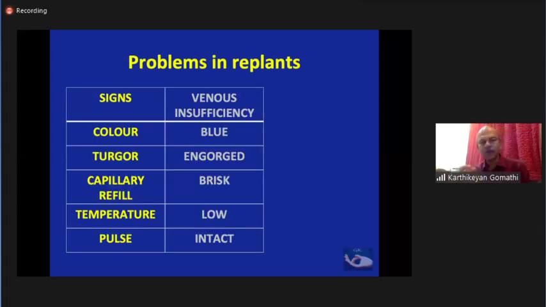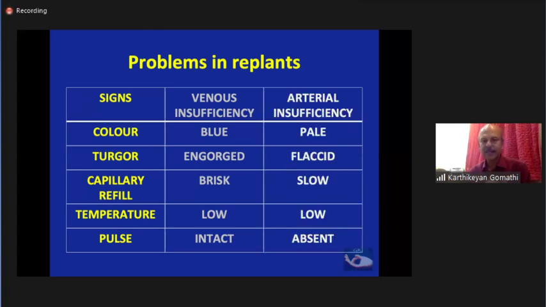So, what are the problems that can occur? If there is a venous insufficiency, the color will be blue, the turgor, it will be engorged, brisk capillary refill, low temperature, it will be colder than the adjoining fingers or adjoining hand, but the pulse will be intact. Arterial insufficiency, the color will be pale, it will be flaccid, and the capillary fill will be slow. The temperature again will be cold, and the pulse will be absent.